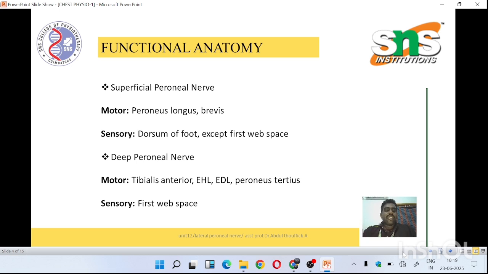Functional anatomy. Let's understand what these branches do. The superficial peroneal nerve supplies motor to peroneus longus and brevis. This helps in eversion. Sensory to the skin over the dorsum of the foot. The deep peroneal nerve supplies motor to tibialis anterior, extensor hallucis longus, extensor digitorum longus, and peroneus tertius, responsible for dorsiflexion. Sensory to the first web space of the foot. Understanding this helps us to correlate the specific motor and sensory loss to the level of the injury.